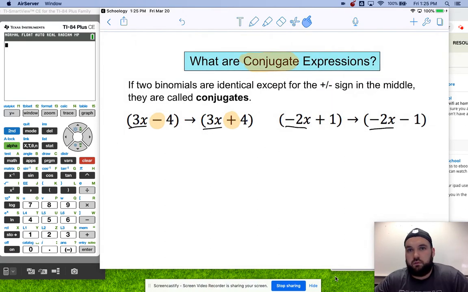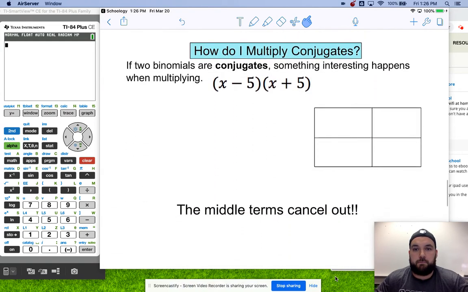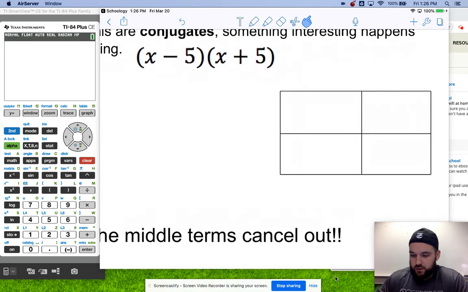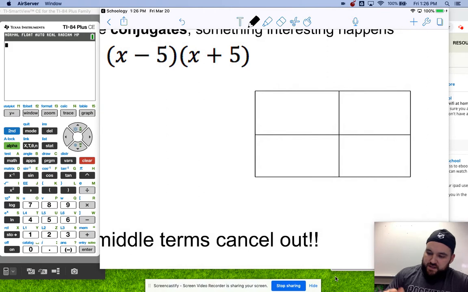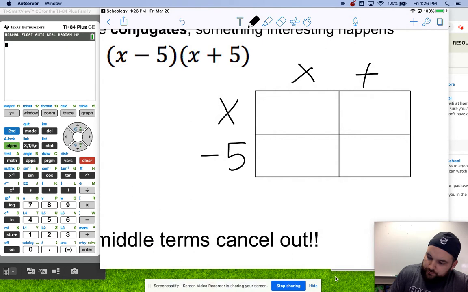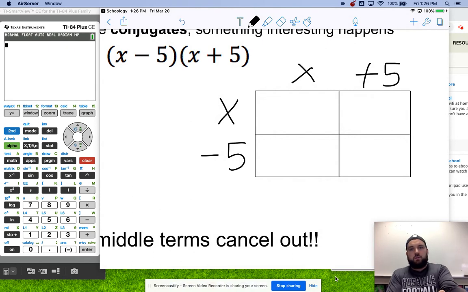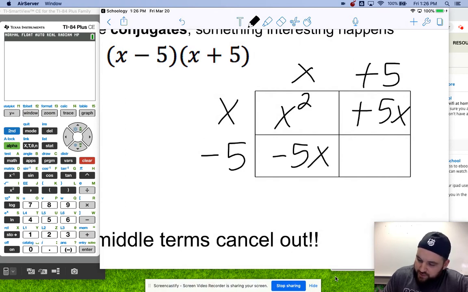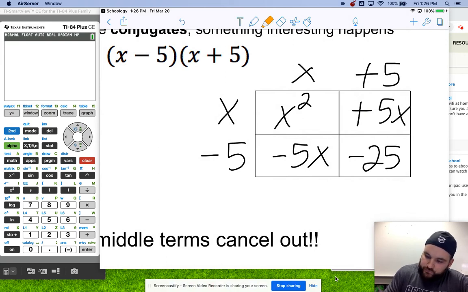You're not going to be tested on whether you know what the word conjugate means. But something interesting happens if I multiply two binomials and they happen to be conjugates. So if I want to multiply x minus 5 times x plus 5, and I've been doing a lot of these examples using the box method, that doesn't mean you have to. If you feel more comfortable just doing distribution, then go that route. x times x is x squared, plus 5x. Down here is minus 5x, and then negative 5 times positive 5 is negative 25.